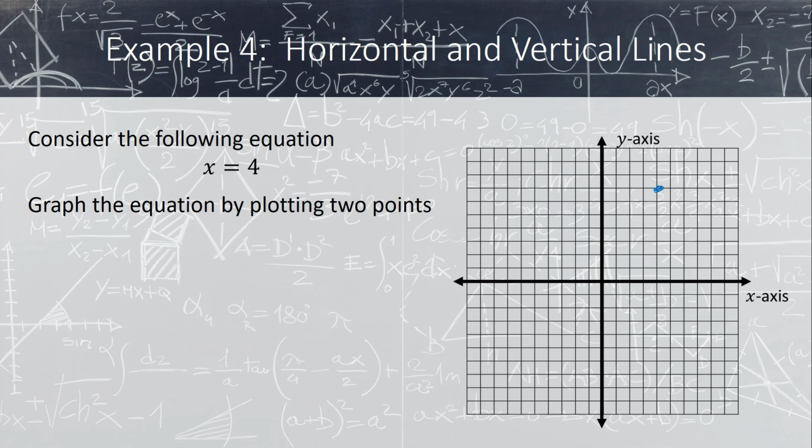There you go. Pick another point. It can be any point. How about this point right here? Then once again, go in the positive x direction 4 units. 1, 2, 3, 4. There you go.